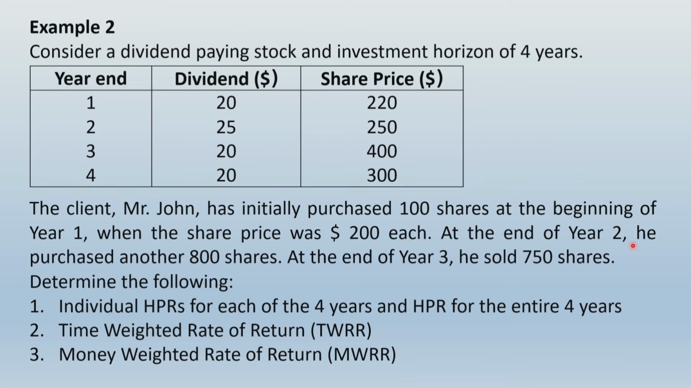At end of year 2, he purchased another 800 shares. At the end of year 3, he sold 750 shares. Determine the following: individual HPRs for each of the 4 years and HPR for the entire 4 years. Then TWRR and MWRR. So let us do one thing. Let us take up the basic calculations first. That is the calculations of HPR.